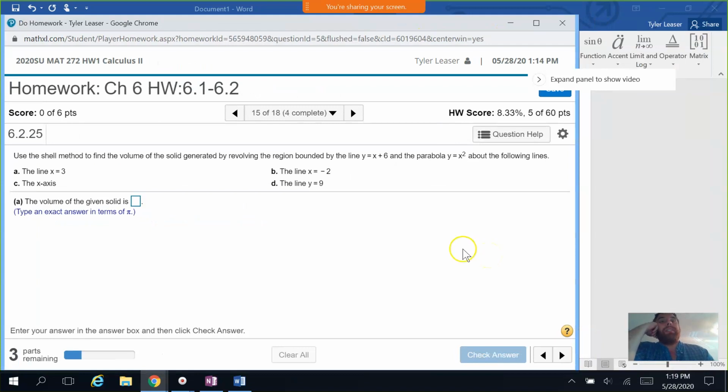So there's a lot of parts to this one. Let's at least start it off with the first 2 maybe, and then we see how we feel after that. So use the shell method to find the volume of the solid generated by revolving the region bounded by the line y equals x plus 6 and the parabola y equals x squared. Let's look at x equals 3 first.